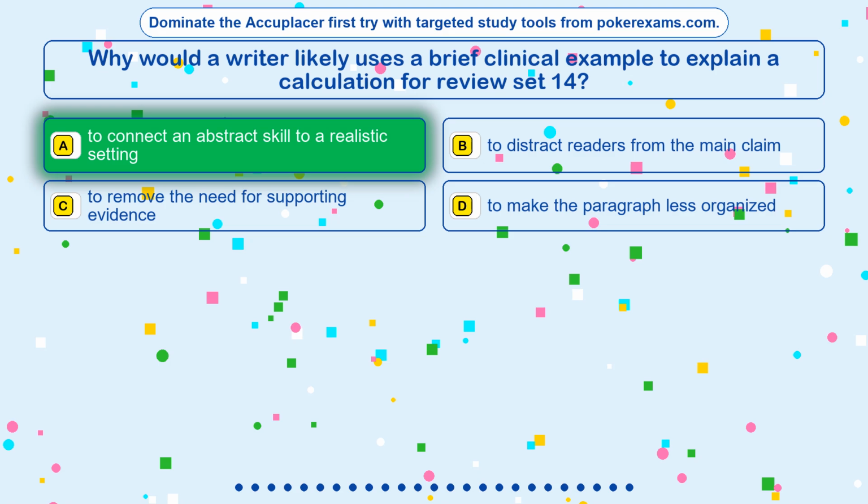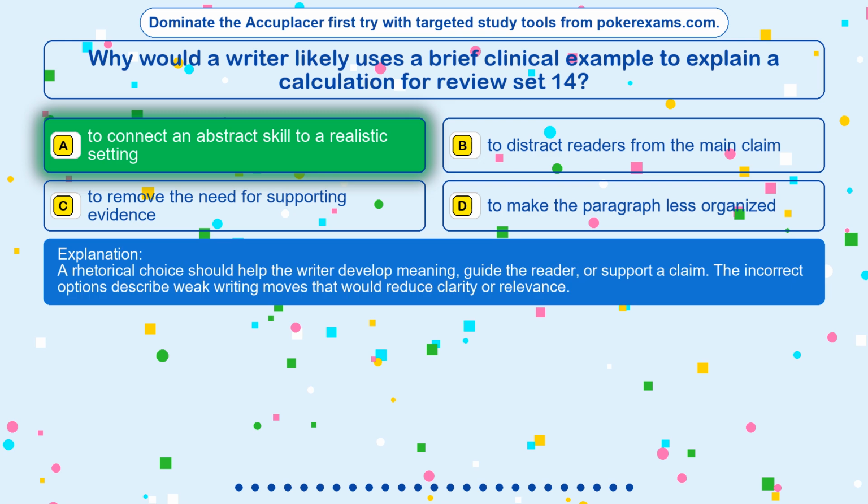The correct answer is option A, to connect an abstract skill to a realistic setting. A rhetorical choice should help the writer develop meaning, guide the reader, or support a claim. The incorrect options describe weak writing moves that would reduce clarity or relevance.